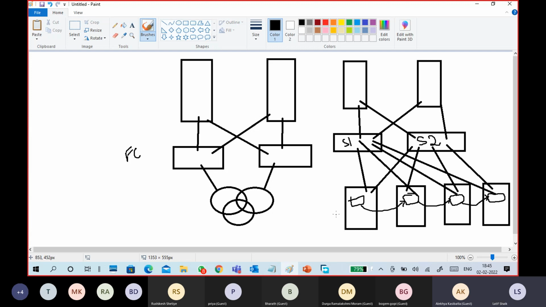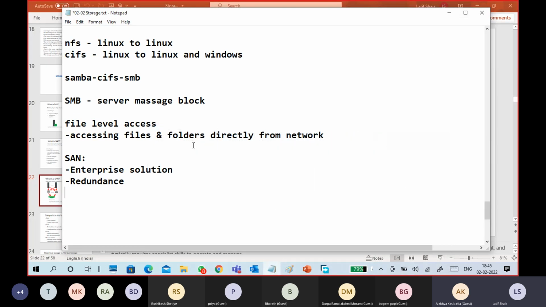So what happens if the main device is down? In this diagram, only connections are down. If this storage device is down, no problem. I have another copy of storage there, so they can give you the data. That is called redundancy in the SAN. That's why SAN is costly, an enterprise solution, with redundancy. Network redundancy and storage redundancy, both are there.